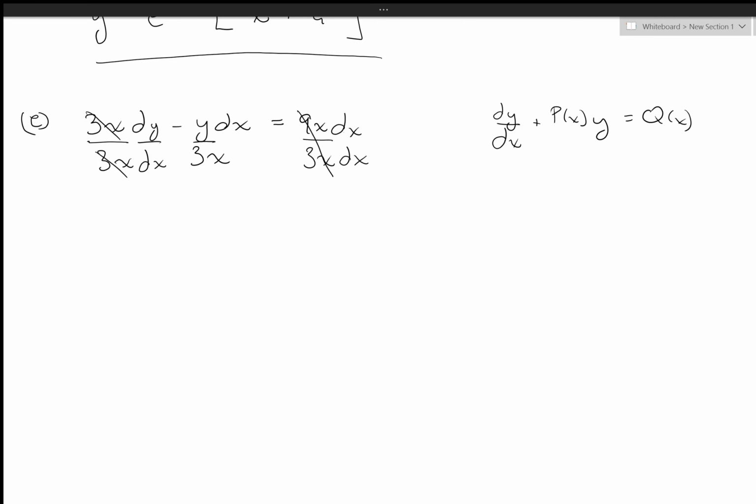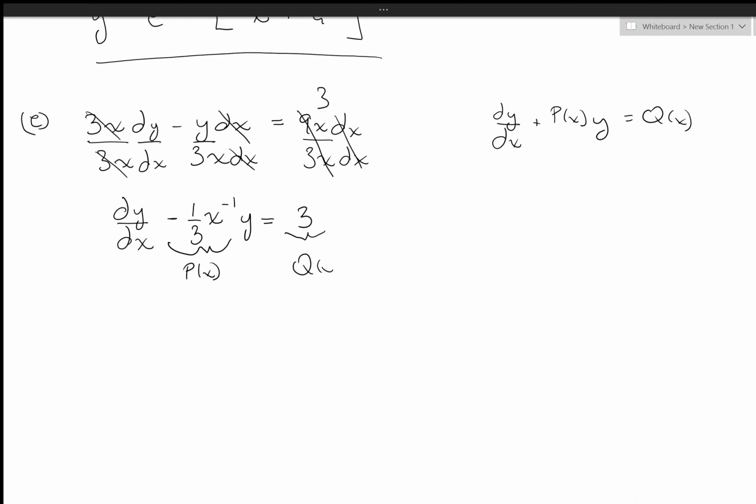Okay, so divide both sides by 3x dx. This whole thing becomes 3. Okay, so let me rewrite it. So it's dy/dx minus 1/3 x to the negative 1. Oh, I forgot the y here, so that's y, and this equals 3. So this right here is p of x, that's q of x.